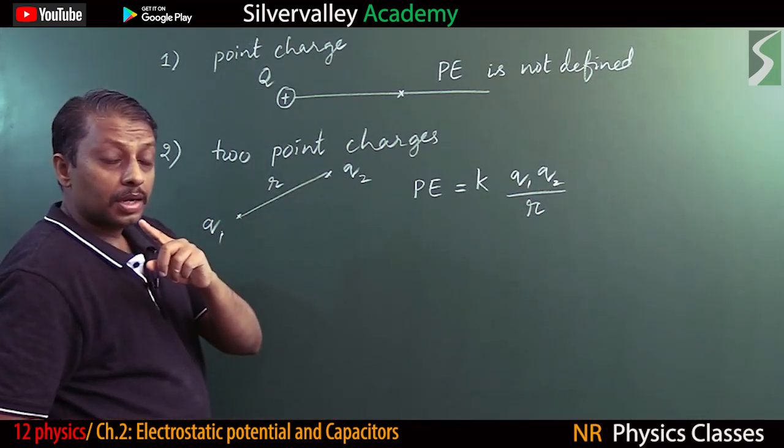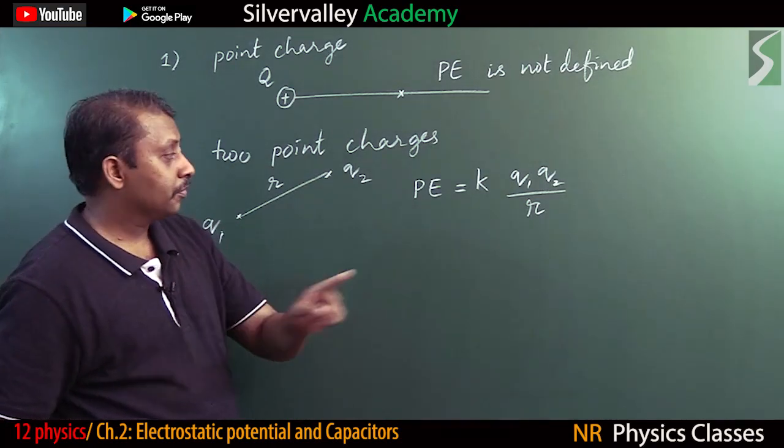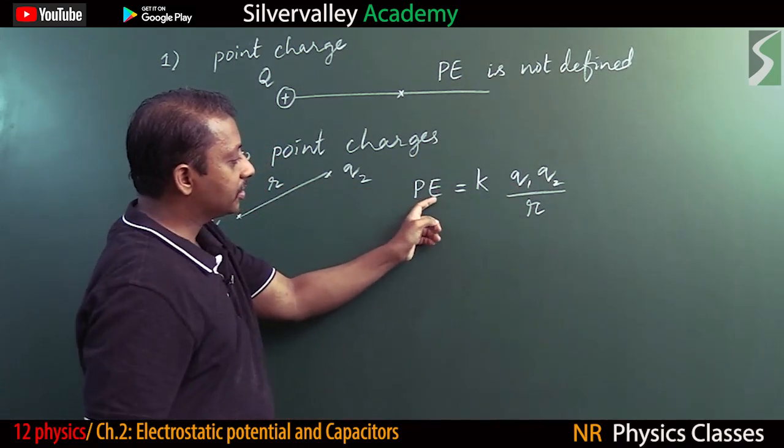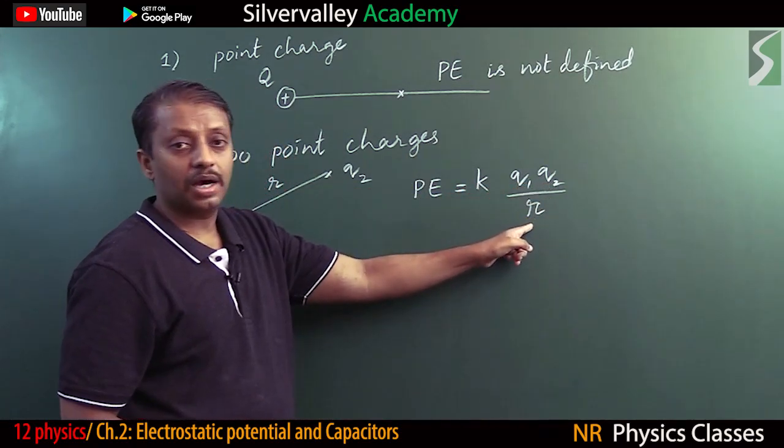Recall the expression for potential. Potential is constant times Q by R. Potential energy is constant times Q1 Q2 by R.